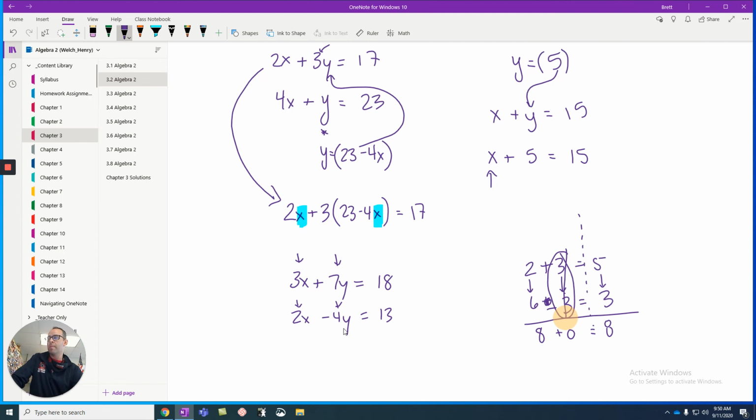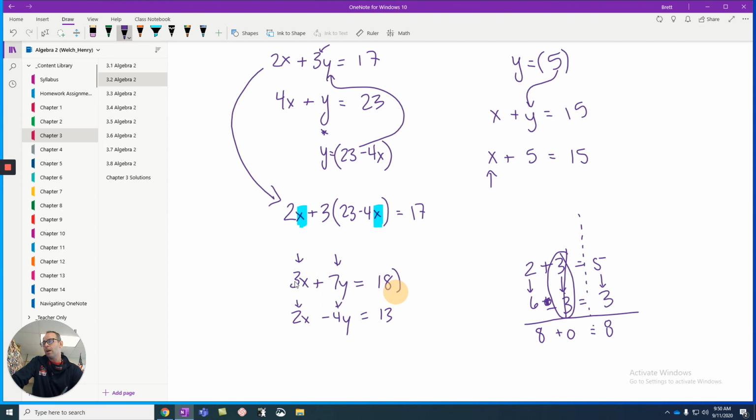So let's take a look at what we might do here. I look at the 2 and the 3, and I think I could turn those numbers both into 6s. Now, one of them needs to be positive, one of them needs to be negative, but that's doable. The other option would be to turn the 7 and the 4 both into 28. That's a little bit of a bigger number, and I might not like having to multiply 18 by 4 or 13 by 7, but they are different signs, which means I don't have to do any sign manipulation.